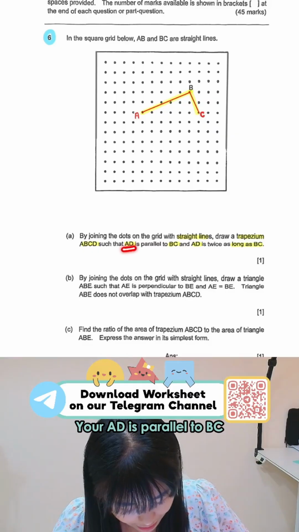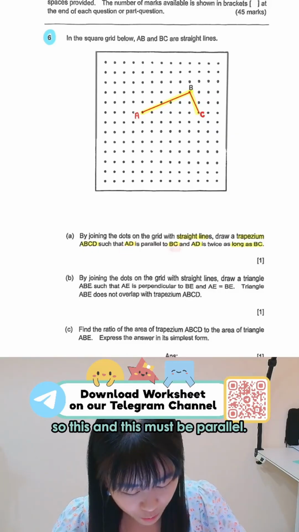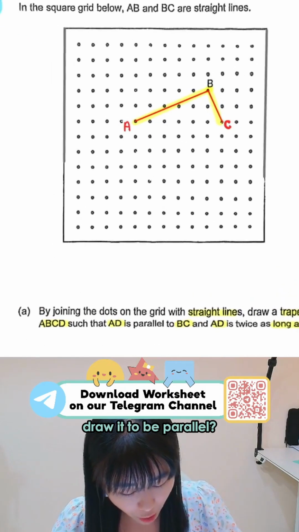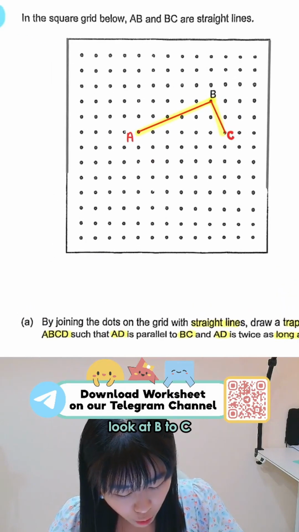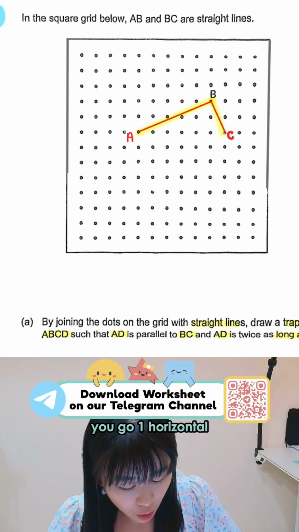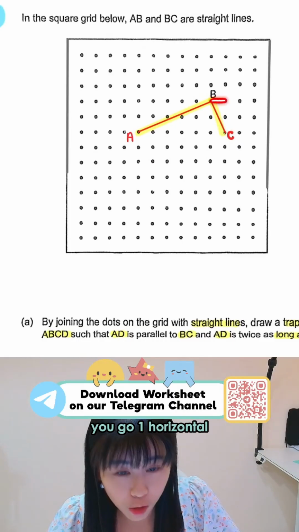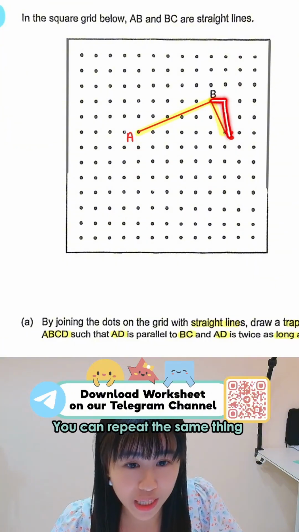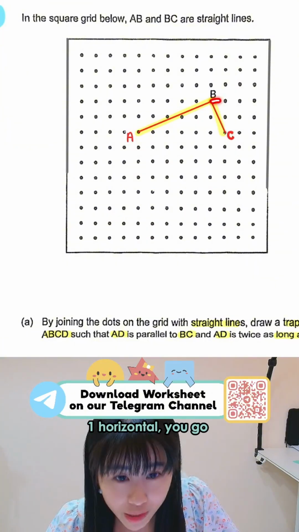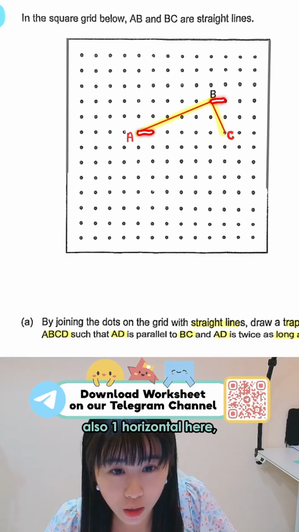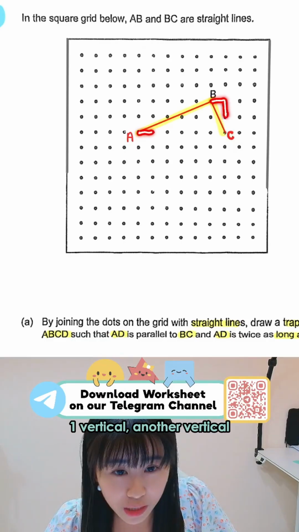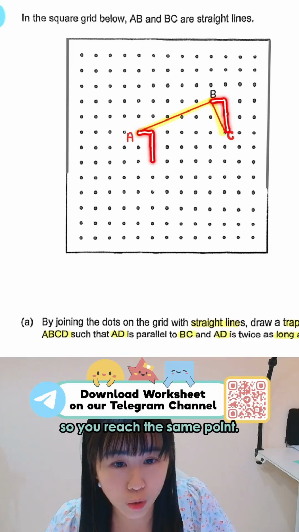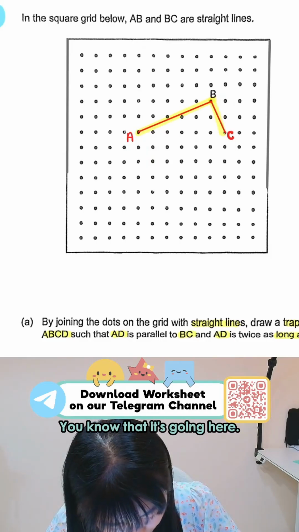Your AD is parallel to BC. So this and this must be parallel. So how do you even draw it to be parallel? First of all, look at B to C. You go 1 horizontal, then you go vertical, 1, 2. You can repeat the same thing for the other side. See, 1 horizontal, you also go 1 horizontal here. 1 vertical, another vertical, so you can also go 1 vertical, another vertical here. So you reach the same point, right? You know that it's going here.